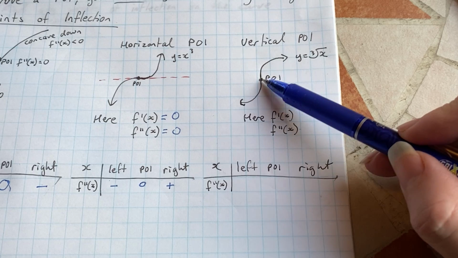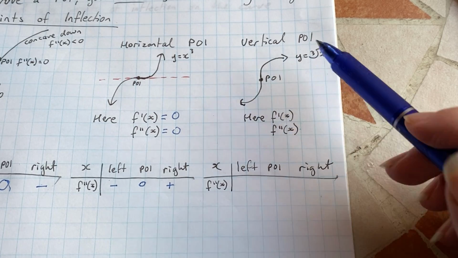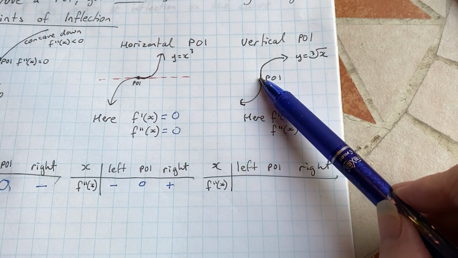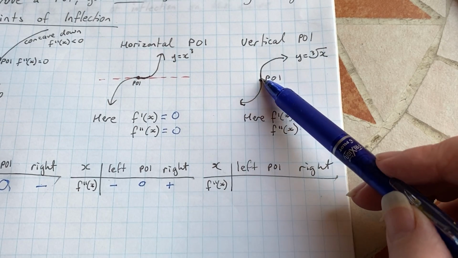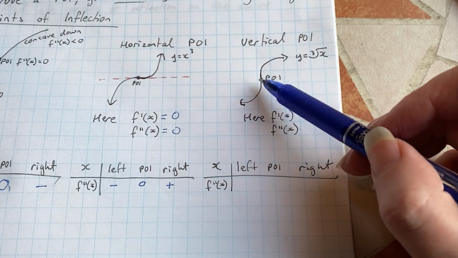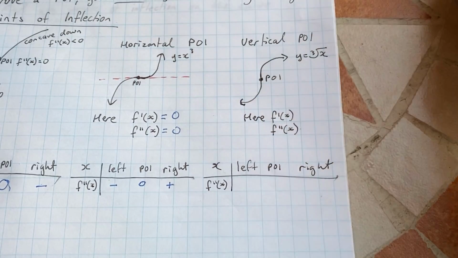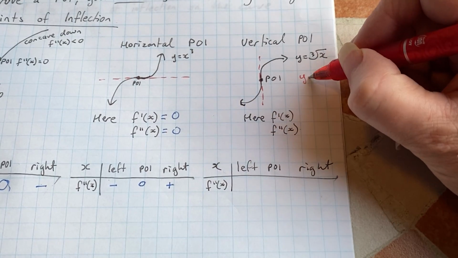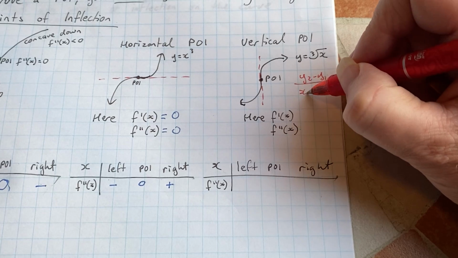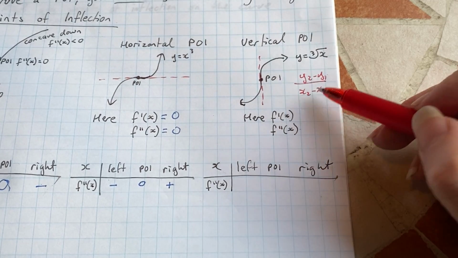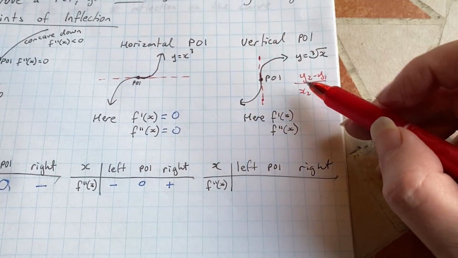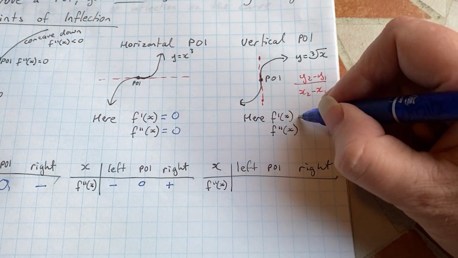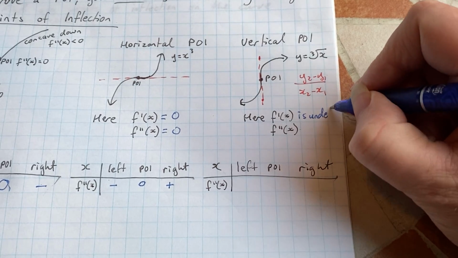This one is a vertical point of inflection. So that was y equals x cubed. This is y equals the cube root of x. Now at that point, the first derivative, the gradient, it's undefined. The gradient's vertical. Now remember from the gradient formula, y2 minus y1 over x2 minus x1. My x2 minus x1, that point there and that point there, that would make 0. We can't divide by 0. So the first derivative is undefined.